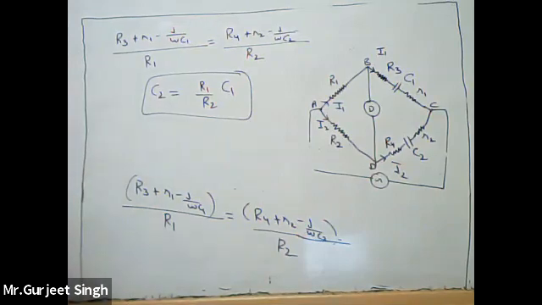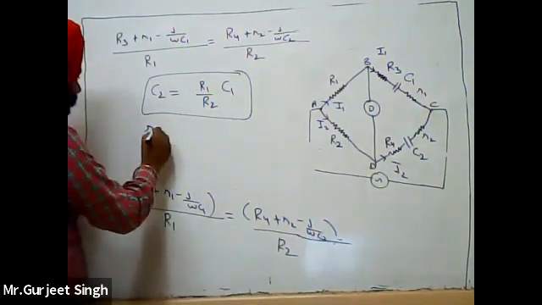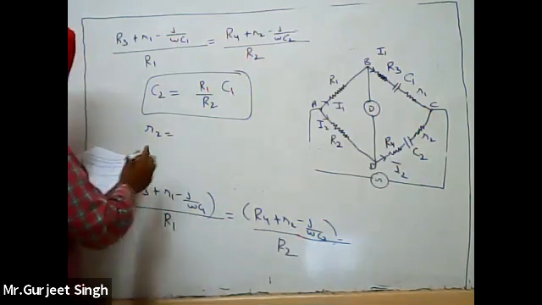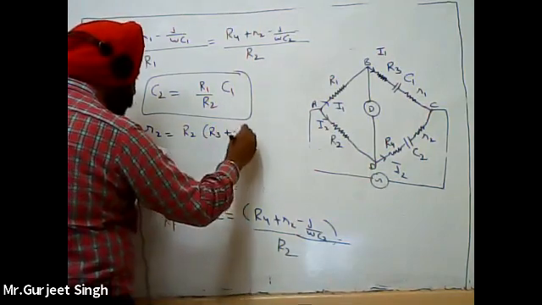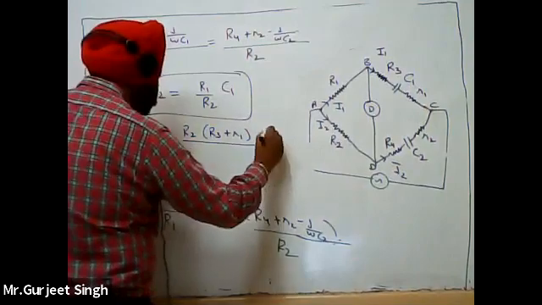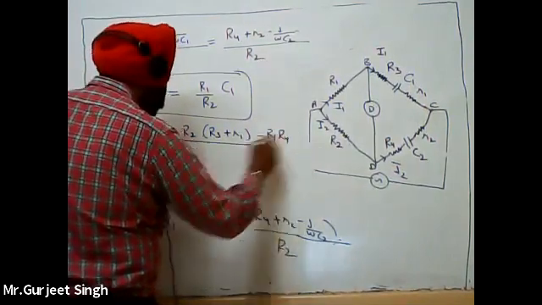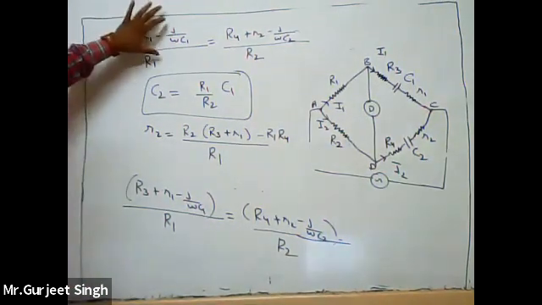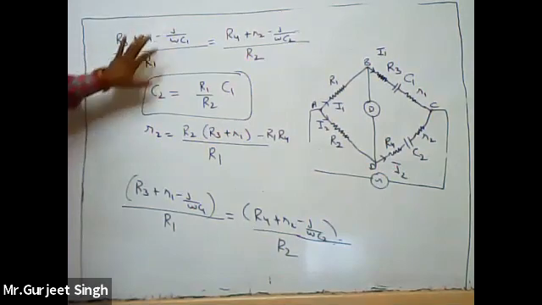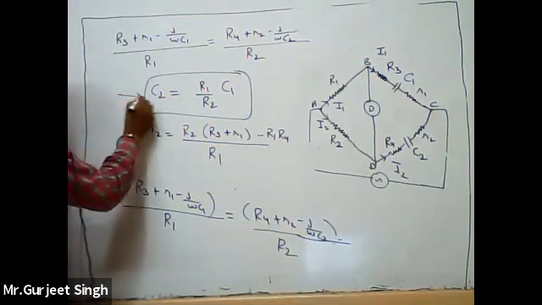Okay, so next we will find out the expression for the resistance. So the resistance R2 is given by R2 equals (R3 plus R1) minus R1 R4 divided by R1. So these two expressions you will get after solving this equation, you are getting the expression of C2 and the R2.